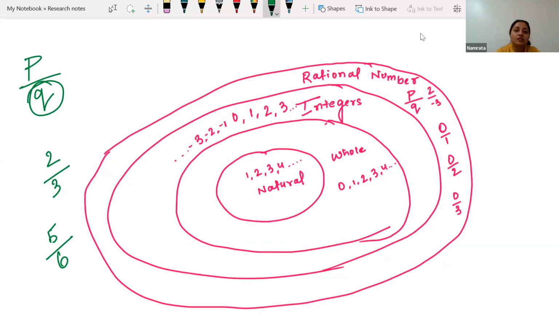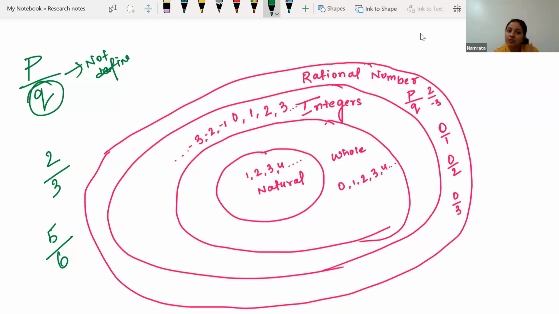Q is not zero because in mathematics, when the denominator of any number is zero, that is not defined. We will always avoid this condition from now on. Just keep in mind that the denominator of any expression, any number, should not be zero. That is not acceptable in mathematics, which means it is not defined.